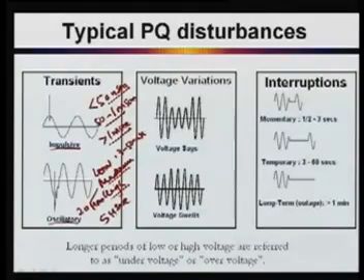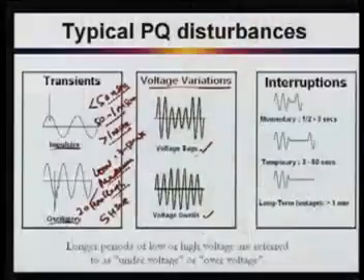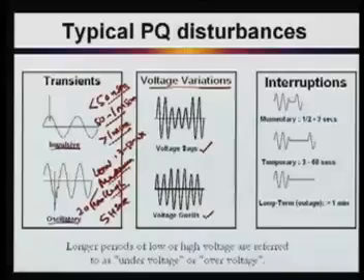Another PQ disturbance is voltage variations. Voltage variation can be divided into two: voltage sag or voltage swell. A sag means there is a reduction in the voltage, a voltage dip. This is also known as voltage dip or voltage sag, and another is voltage swell. You can see from this figure that it is okay up to here, and suddenly the voltage magnitude is increased and then it is reduced here.